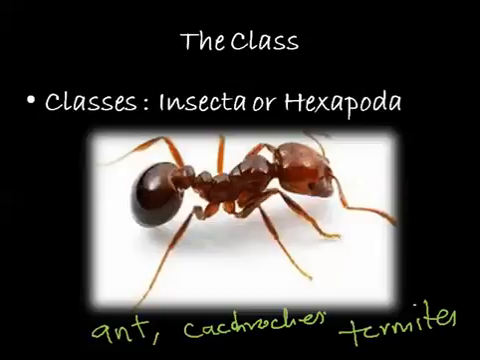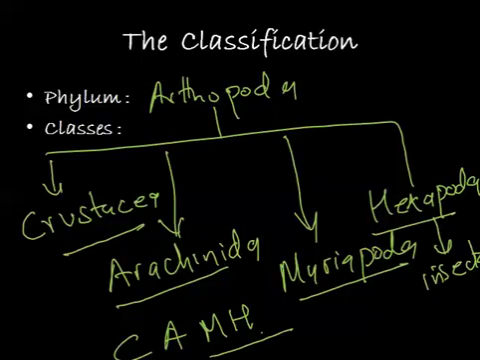So we have seen the characteristics of the phylum Arthropoda, the various classes under which these insects come, and the examples of the various classes. Just briefing up, under the classification of invertebrates, we have Arthropoda. The phylum is divided into four classes: Crustacea, Arachnida, Myriapoda, and Hexapoda, CAMH.